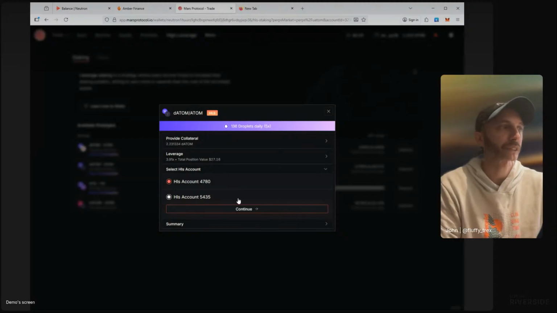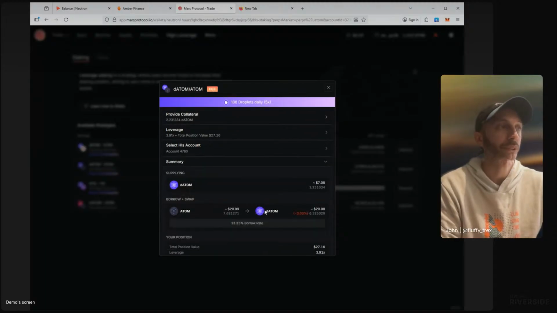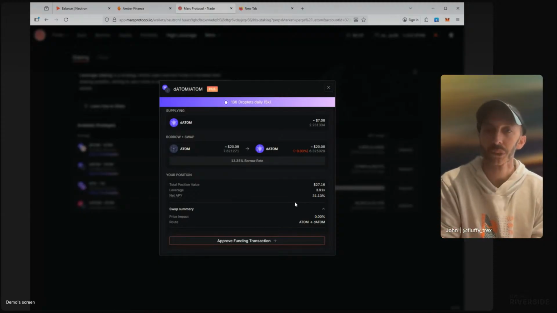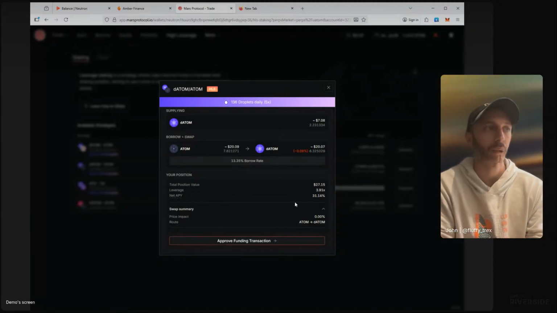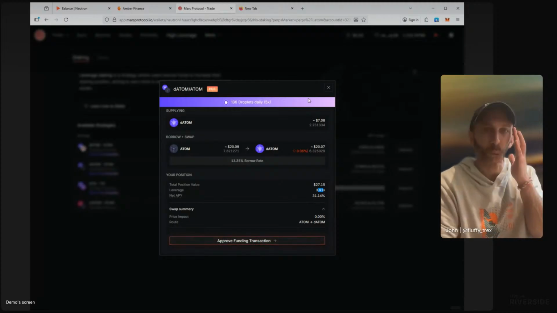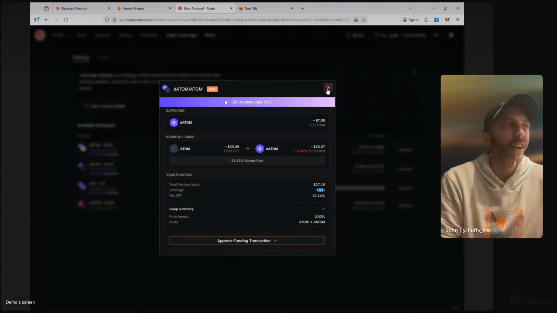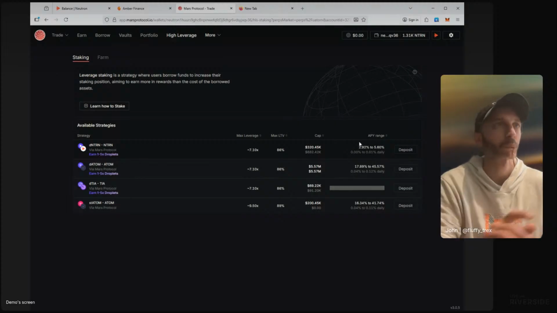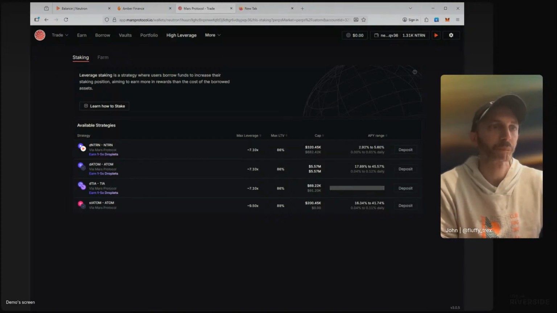And then when you're ready to exit, you just hit close your position, and you'll end up with the dATOM on the other side. You can read here the summary. Your leverage is 4 loops, net APY, great, and you would just approve this and open your account. But really, the exciting thing that I wanted to get into, let me stop there and see if there are any questions.